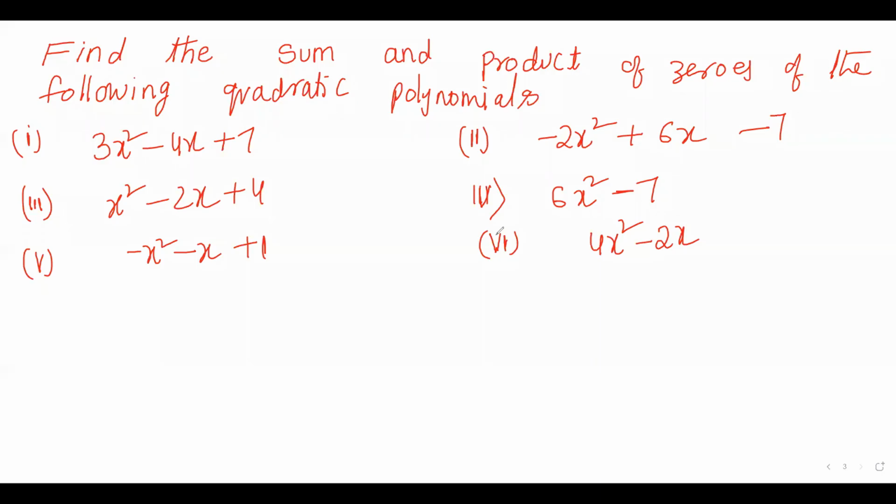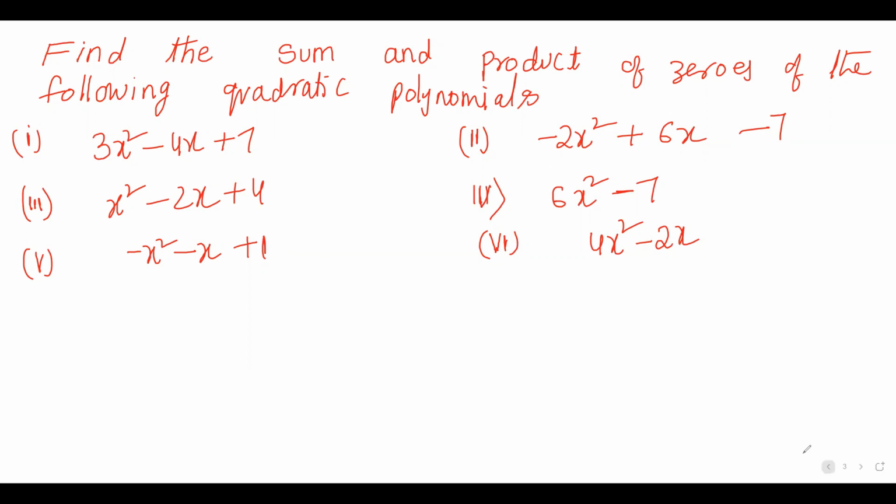Find the sum and product of the zeros of the following quadratic polynomials. Here 6 quadratic polynomials are given. We are asked to find the sum of the zeros and product of the zeros. Let us start solving one by one. The first one is 3x square minus 4x plus 7.